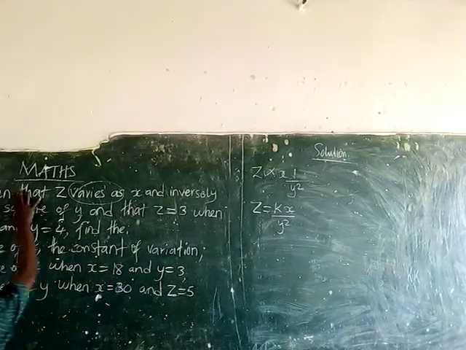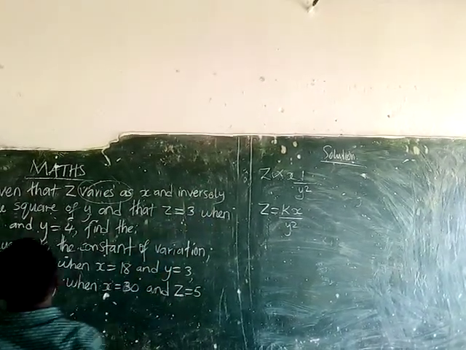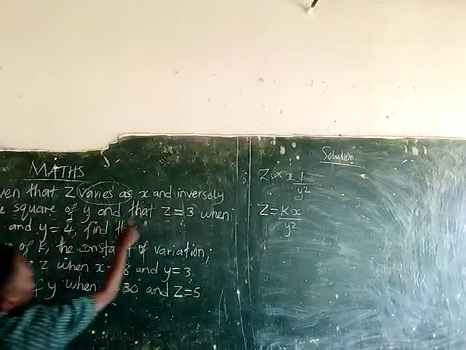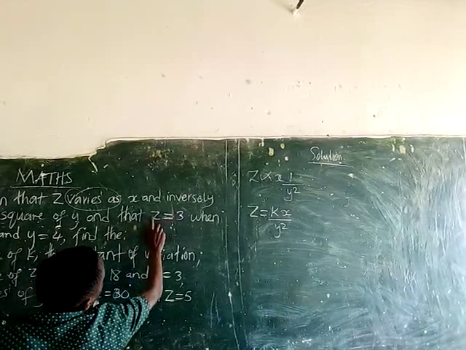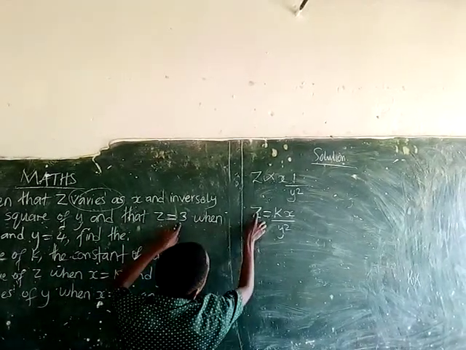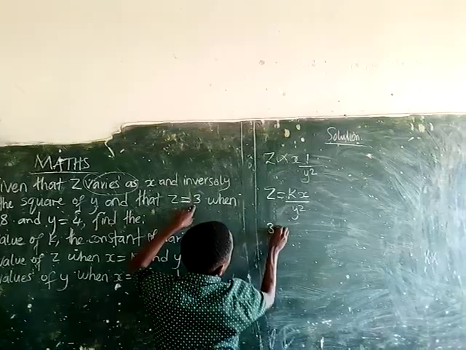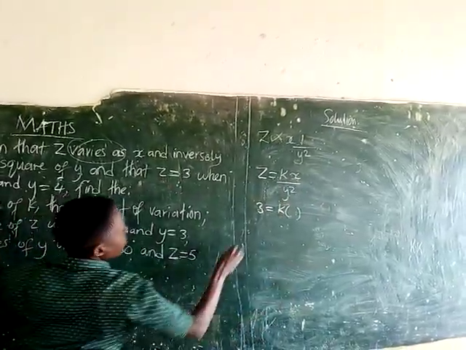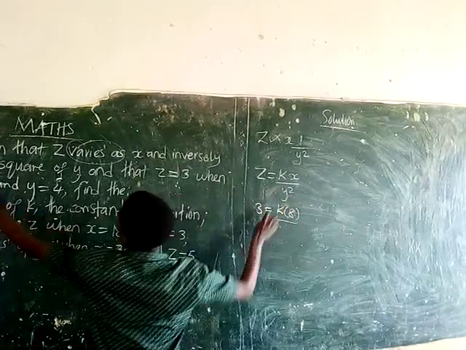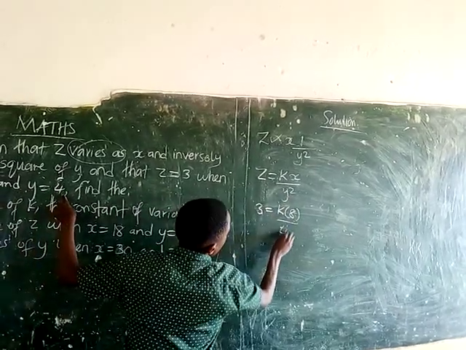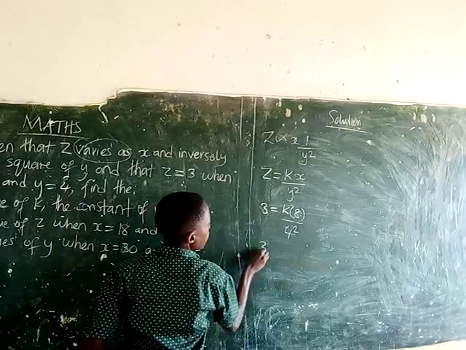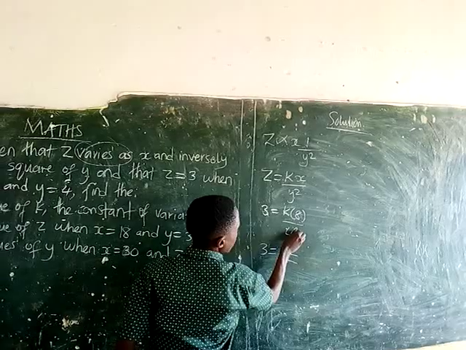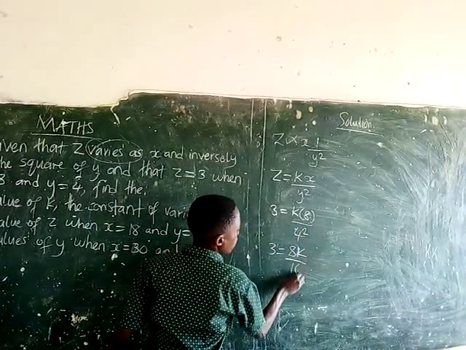So we are going to use the values given. Given that z is equal to 3, meaning where there is z, we are going to put a 3. K, open brackets. Where there is x, we put 8. Where there is y, we put 4. So now 4 has to be squared. 3 is equal to 8 times k is 8k over 4 squared, and 4 squared is 4 times 4, which is 16.